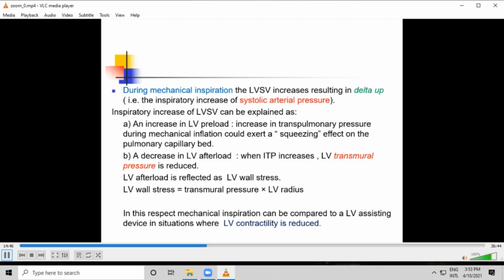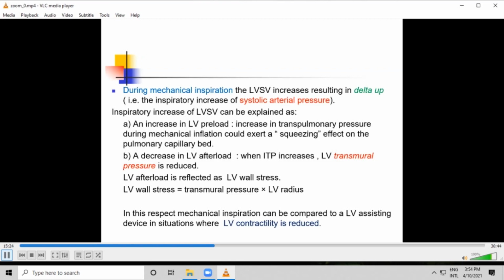So during mechanical inspiration, the left ventricular stroke volume increases, right ventricular stroke volume decreases, but the left ventricular stroke volume increases, resulting in delta up, that is the inspiratory increase of systolic arterial pressure. Left ventricular stroke volume increases, resulting in increase in systolic arterial pressure. The exaggerated fluctuation in systolic arterial pressure is called the delta up, which we'll discuss in detail again. Inspiratory increase of left ventricular stroke volume, how do we explain that?